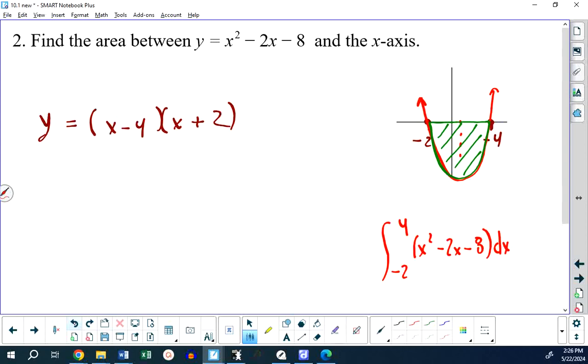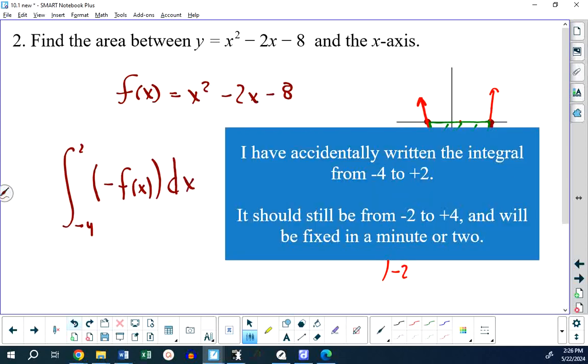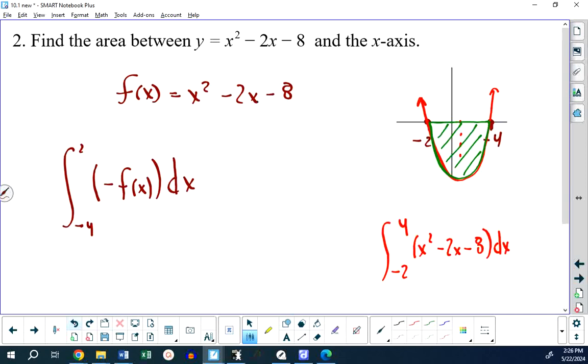How can we fix this problem? The answer is to recognize, and I want to write this as f of x equals x squared minus 2x minus 8. The answer is to recognize, since the area is below the x-axis, I'm going to find the integral from negative 4 to 2 of negative f of x. Because when I multiply a function by negative 1, it flips it vertically above the x-axis. And it's going to be the same shape. It's just that then it will be above the x-axis.